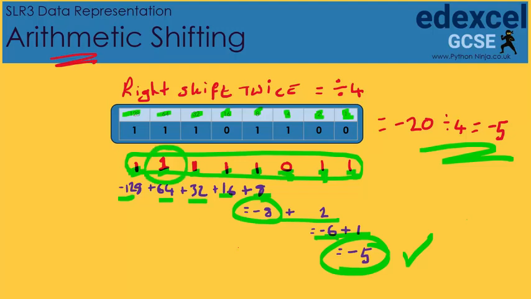Obviously, if you put a 0 here, you're going to get a completely nonsense result that doesn't make any sense at all. So remember, when you are padding out, that you have to put a 1 in the gap.